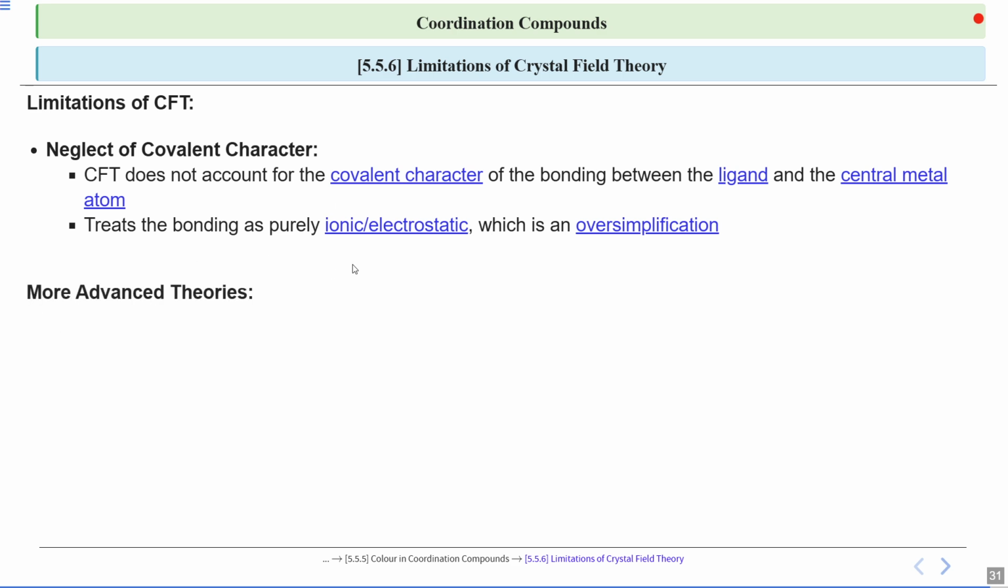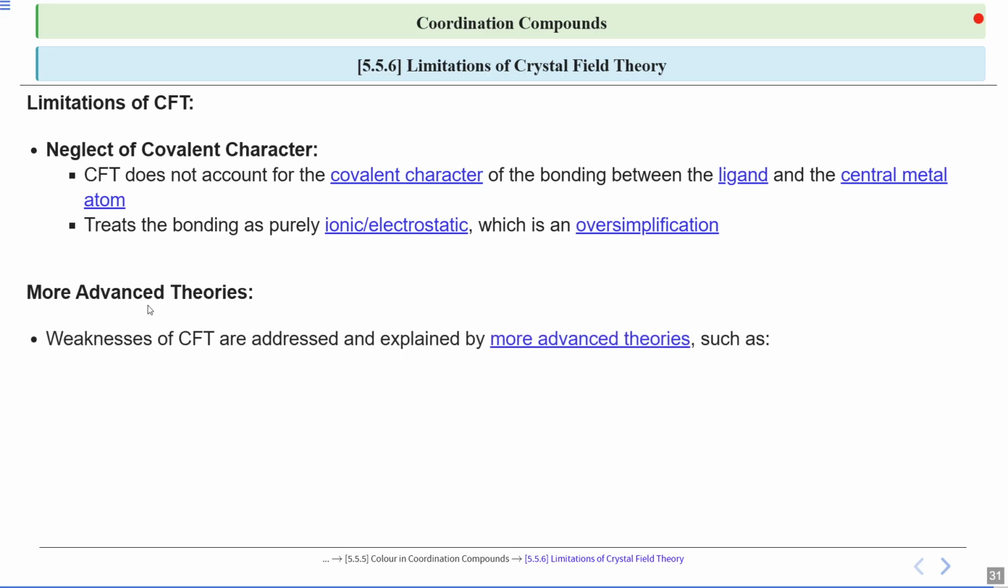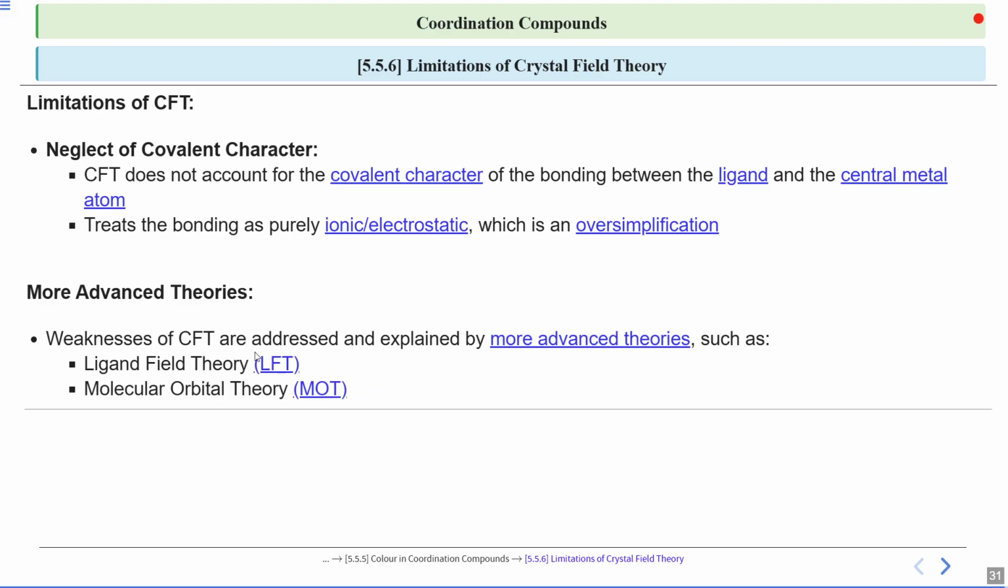More advanced theories. The weaknesses of crystal field theory are addressed and explained by more advanced theories. Whatever the limitation or weakness of crystal field theory is, they are addressed by the more advanced theories later, such as ligand field theory and molecular orbital theory, LFT and MOT. These are the theories which explain the weaknesses or the limitations of the crystal field theory in detail.